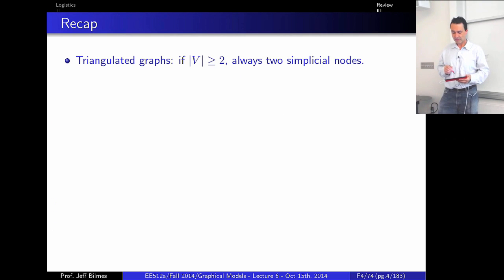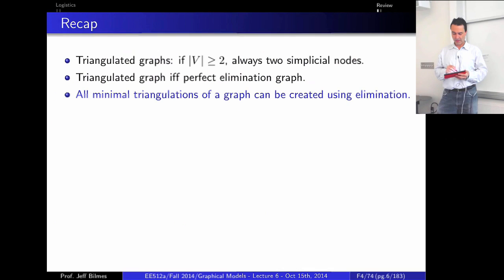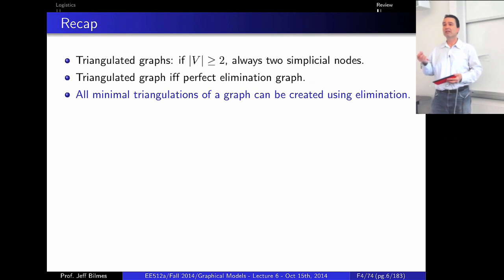That are very tree-like. So before we begin, let's do a little bit of a recap. These are all things from last lecture, just to remind everybody. If we have a triangulated graph with two or more nodes, we always have two simplicial nodes, like I just mentioned. If the graph is triangulated, there's a perfect elimination order, and vice versa. All minimal triangulations of a graph can be created using the elimination algorithm. And minimal in this case means fill-in edge minimal, meaning that if we take any subset of the set of fill-in edges, it's no longer triangulated; that's considered a minimal triangulation of a graph.